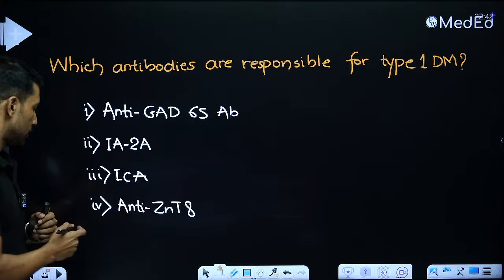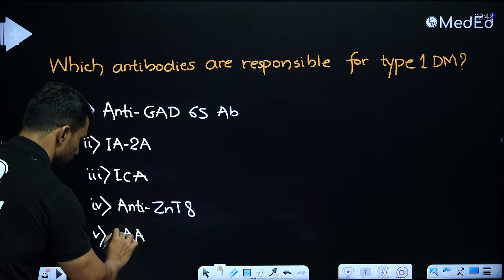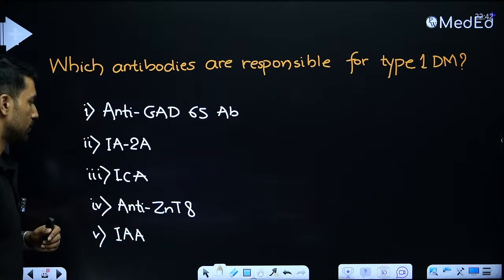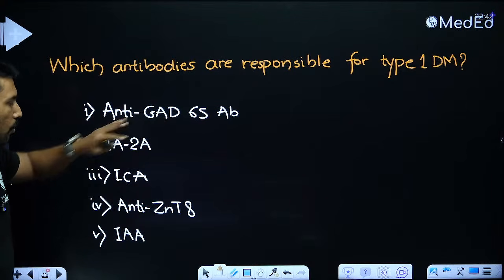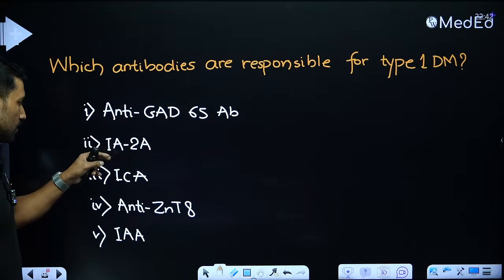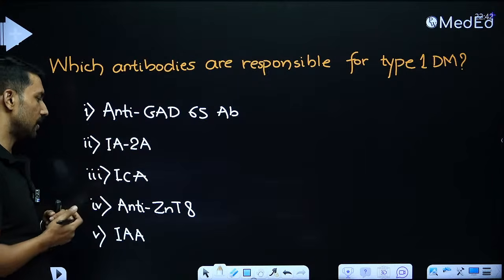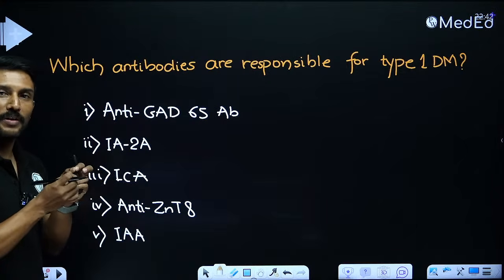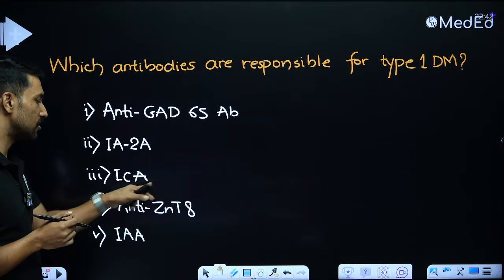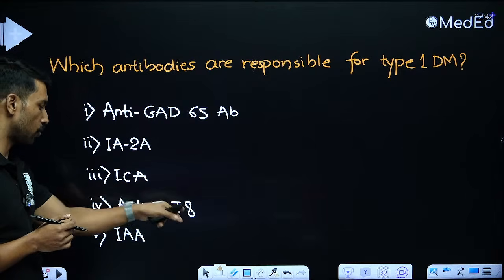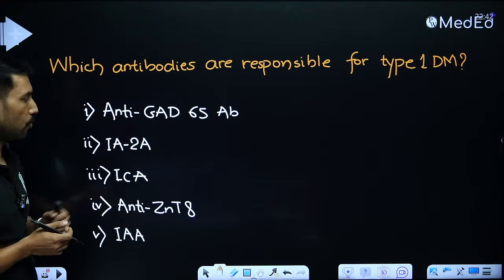Anti-ZNT8 antibodies. The fifth one is insulin autoantibodies. Here, the antibodies against the glutamic acid decarboxylase enzyme. Here there is a specific antigen called insulinoma associated antigen, so antibodies are produced against that. Here, antibodies are produced against various cytoplasmic proteins of the beta cells. Here, the antibodies are produced against a zinc transporter called zinc transporter 8. And here the antibodies are produced against insulin, the insulin autoantibodies.